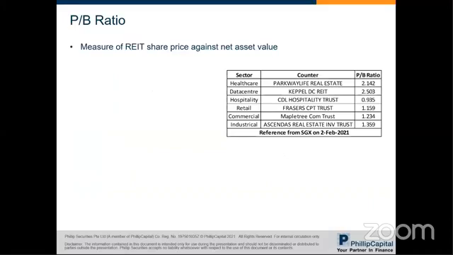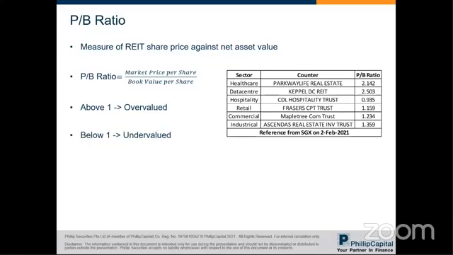One of the things people always tend to look at is the price to book ratio. It's a measurement of share price against net asset value. This is how we calculate it, but in reality, we do not need to do any calculation. All this data can be found on SGX or any information website. In general, above one, you tend to say it's overvalued. Below one is undervalued. And it always varies across different sectors.